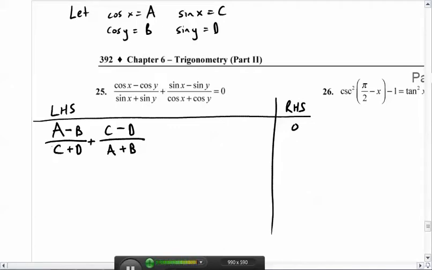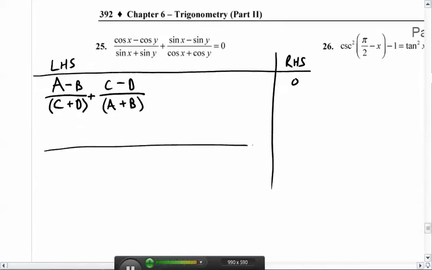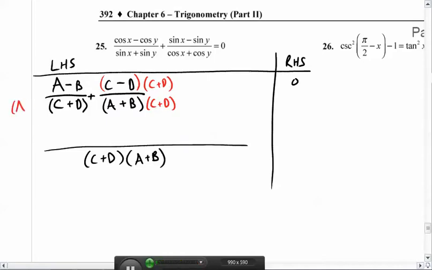So now in the denominators I have 2 binomials. What I want to do with these 2 different fractions is combine them into one big fraction. So I need a common denominator, and that's going to have both of the 2 binomials in it. So it's going to have A plus B and C plus D. The second fraction I'm going to multiply by C plus D. On the first fraction I'll multiply by A plus B, on the top and the bottom. That'll give me my common denominator.